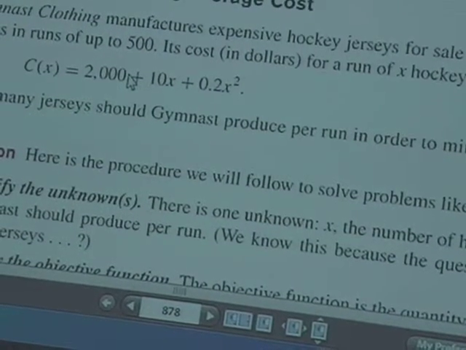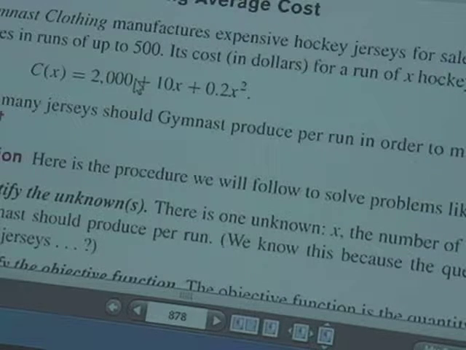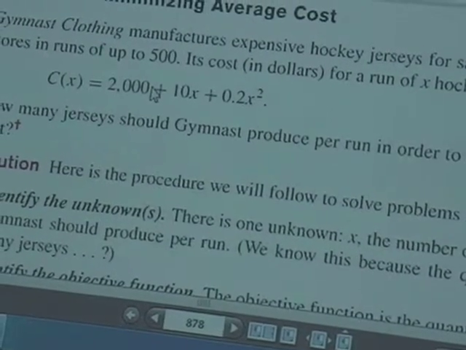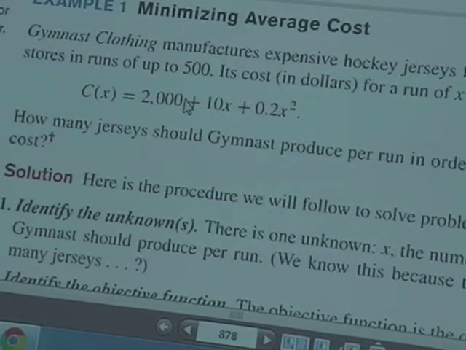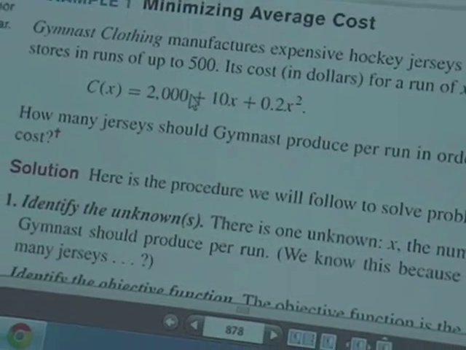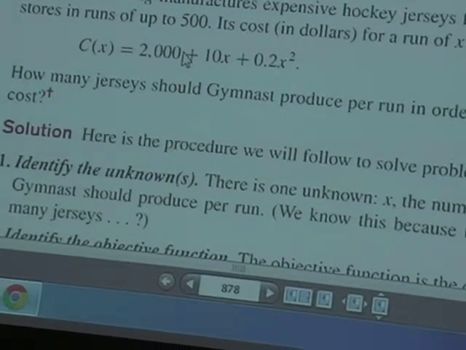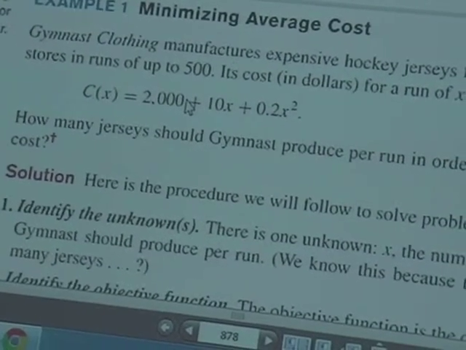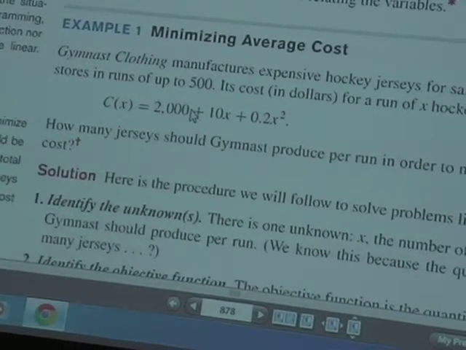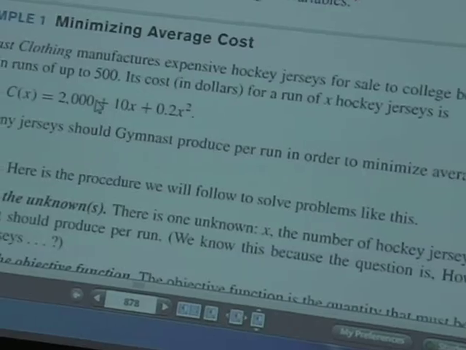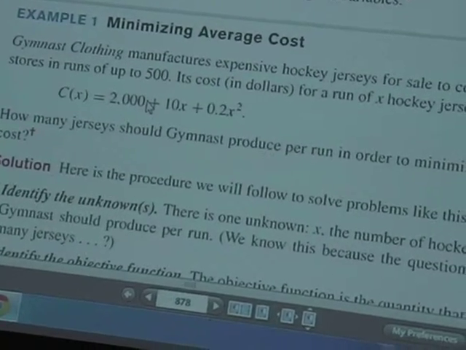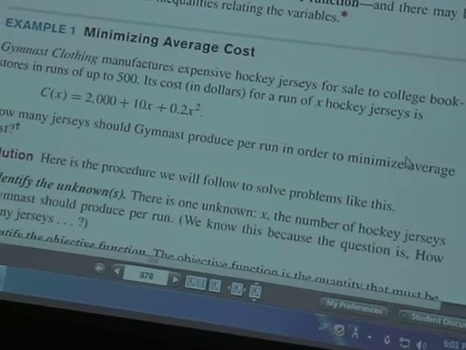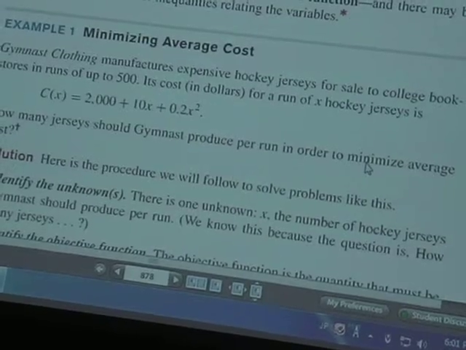Now at the bottom of this, you see that there's a question. What are the first 3 words of that question? How many jerseys, how many shirts, right? So that's what we're trying to figure out. By itself that doesn't make sense; you have to finish the sentence. How many shirts should they produce per run, that means per 500 order, in order to do what? In order to minimize the average cost, right?